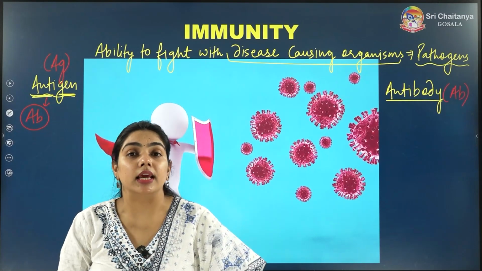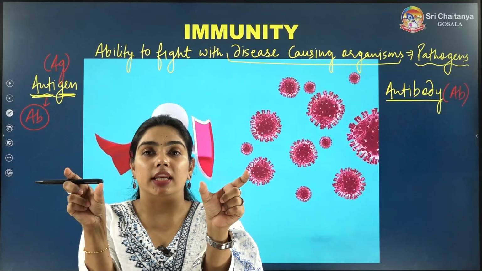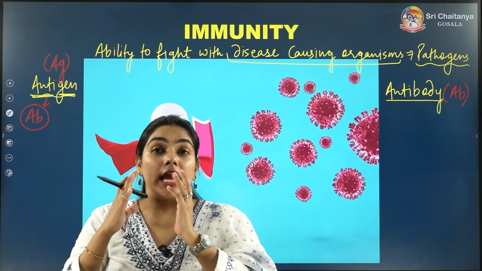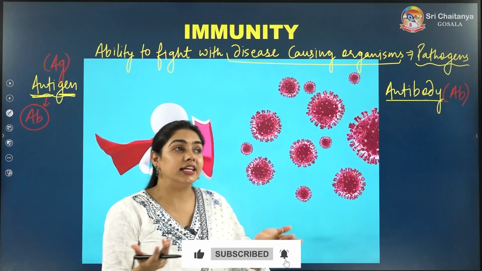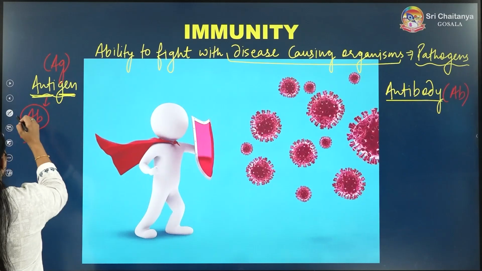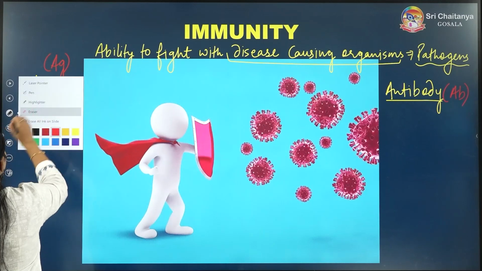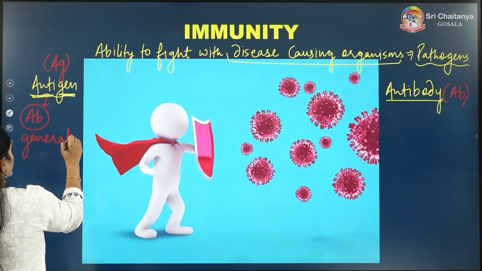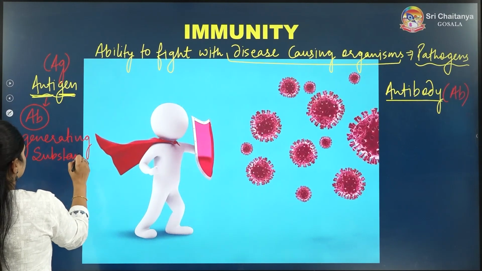So here I am explaining what is antigen. When we break this term antigen, it is antibody generating substance. So anything which leads to the generation of antibodies in our body is known as antigen. Very simple, isn't it? Antibody generating substance is known as antigen.